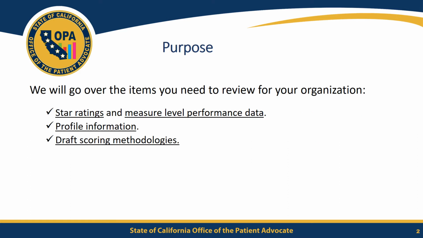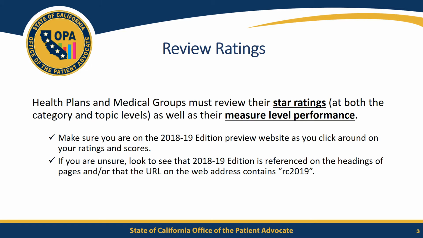In today's presentation, we will go over items you need to review for your organizations. These include star ratings, measure level performance data, profile information, and finally, draft scoring methodologies. Health plans and medical groups are asked to review their star ratings at both the category and topic levels, as well as their measure level performance.